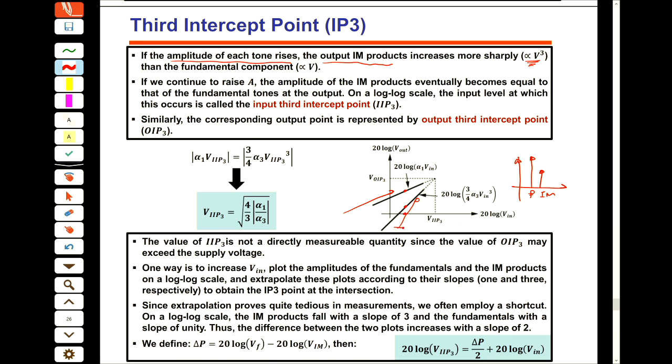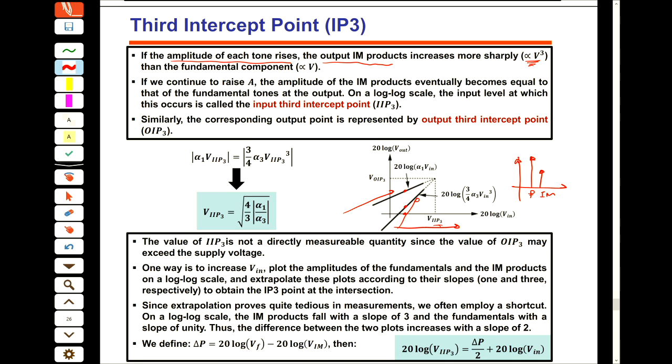But as the input increases, these two get closer to each other, and I don't like this. What I want is this component to be much higher than this. So I want this intercept point to be as high as possible. An amplifier is a good amplifier if its third intercept point is a high value.